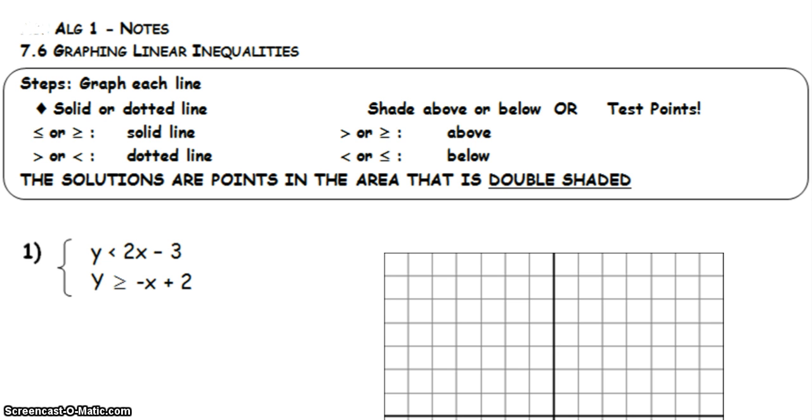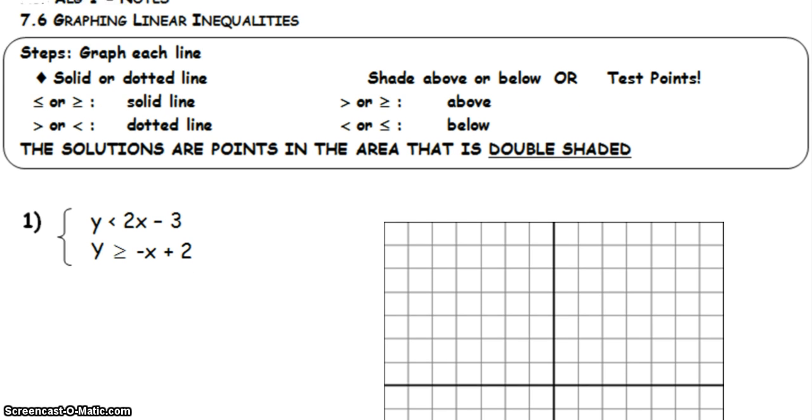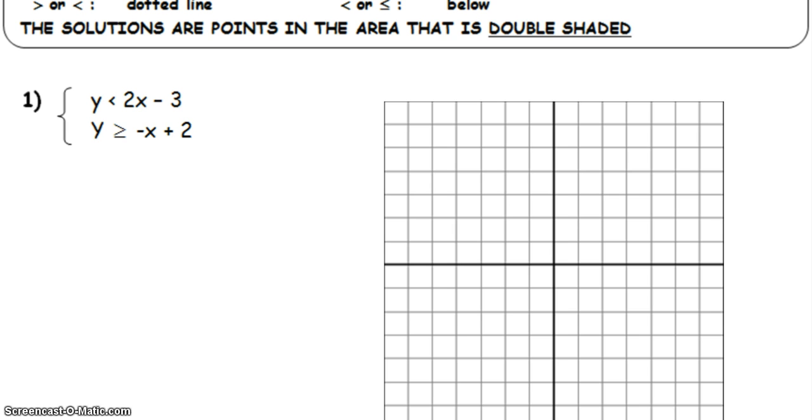If you look at number 1 here, we have y is less than 2x minus 3, and y is greater than or equal to negative x plus 2. I'm going to graph this first line on the grid so that we can actually see what's happening. This first line I'm going to do in red. This line's going to start at negative 3, and then it's going to go up 2 and over 1, and that's going to continue all the way up the graph. You could also go down 2 and left 1, and that'll create your line.